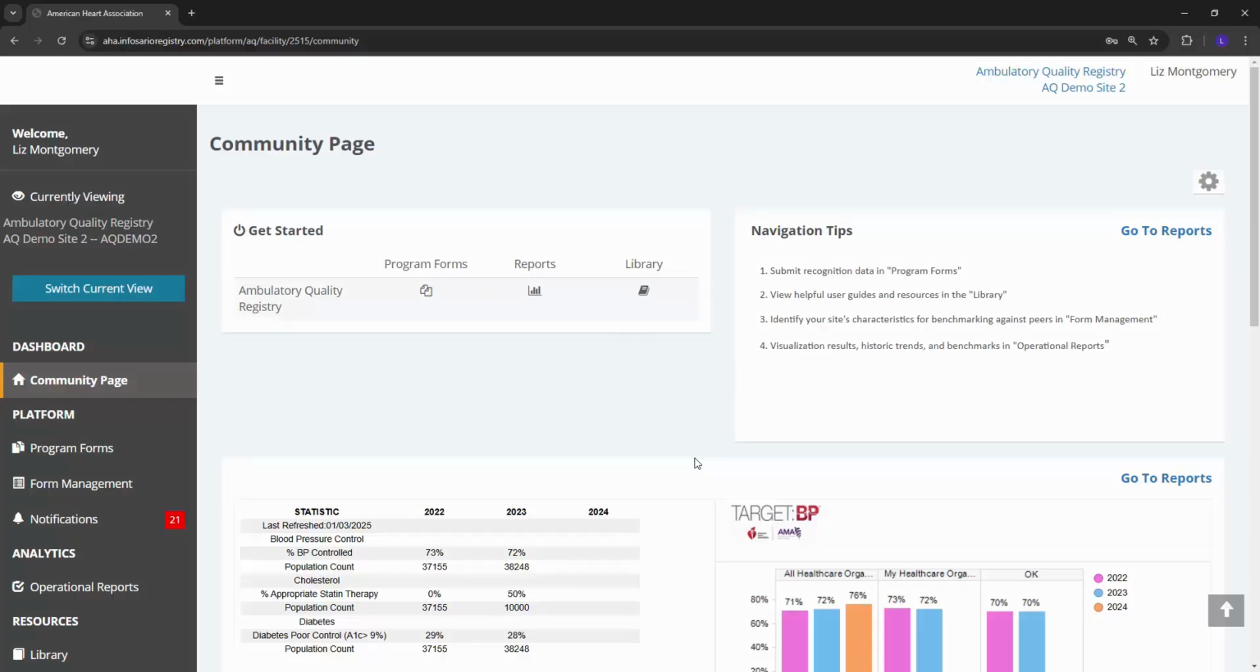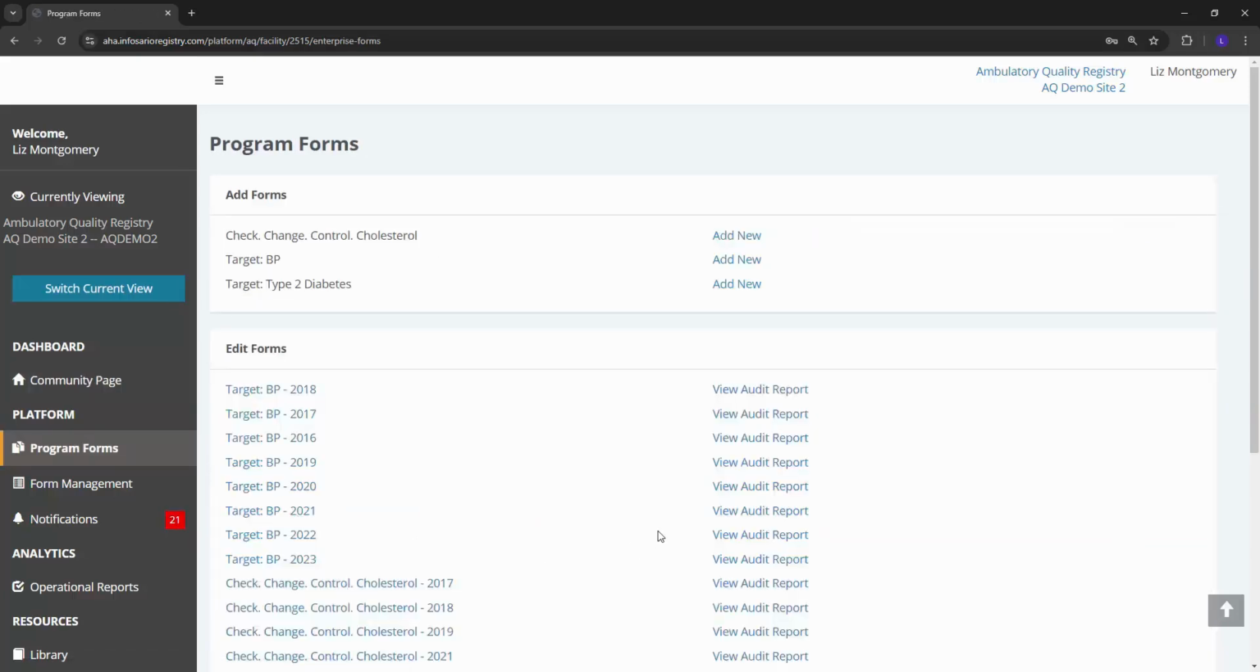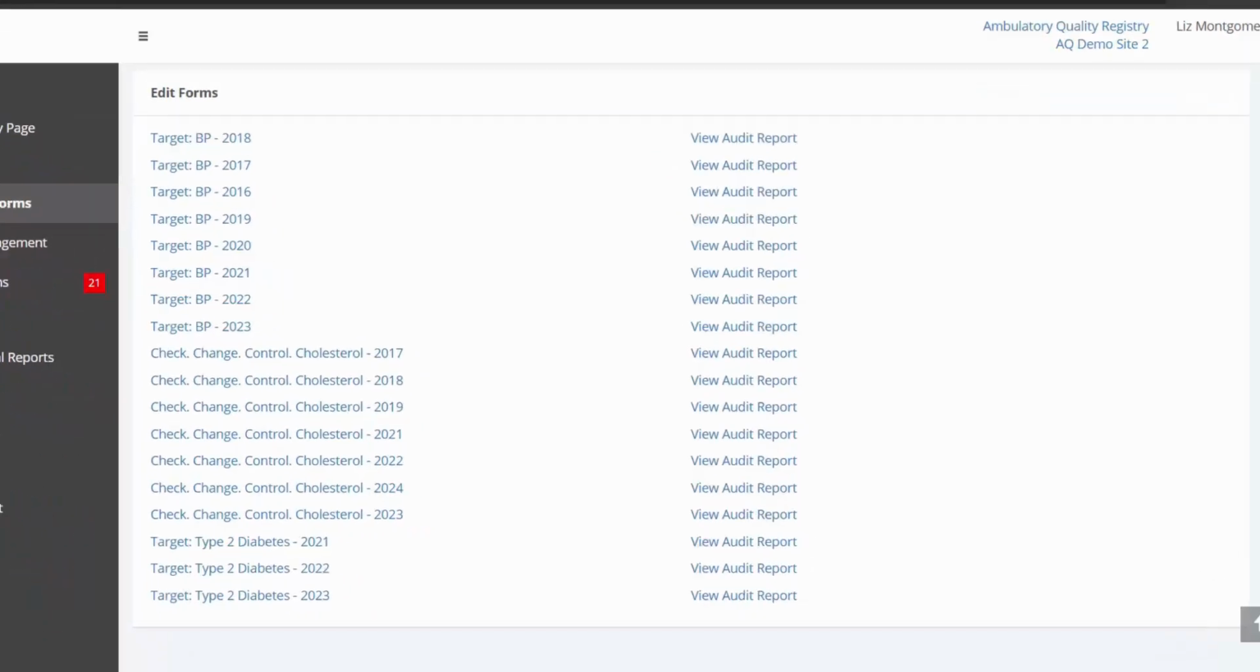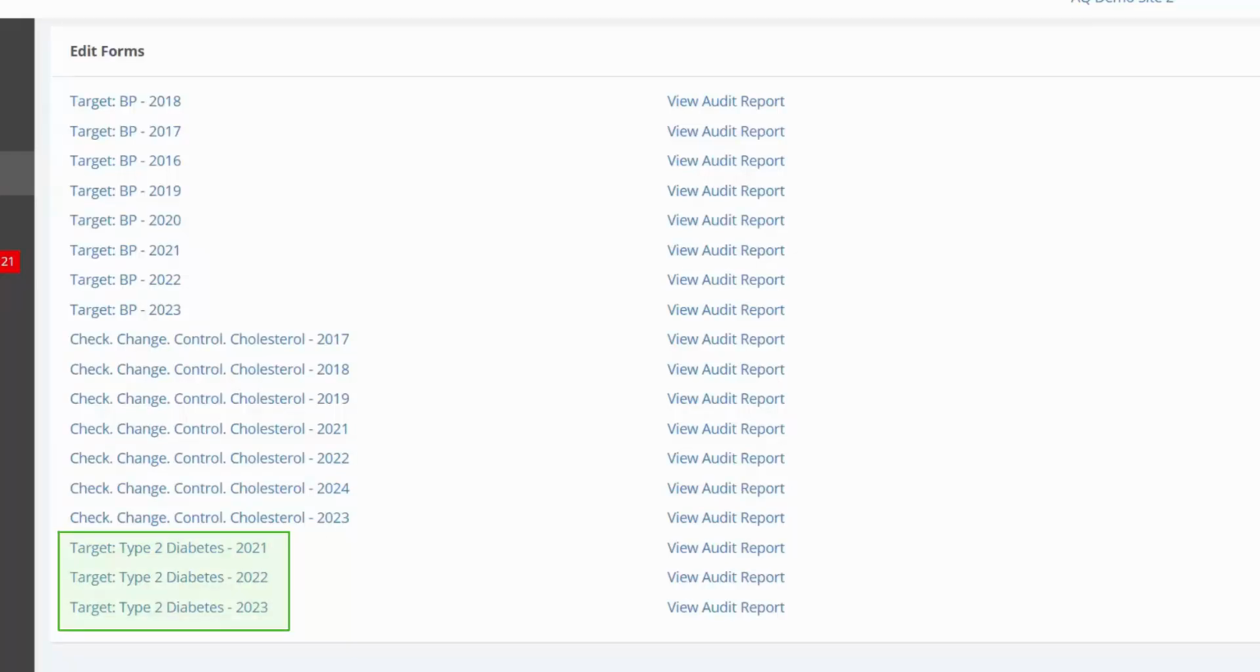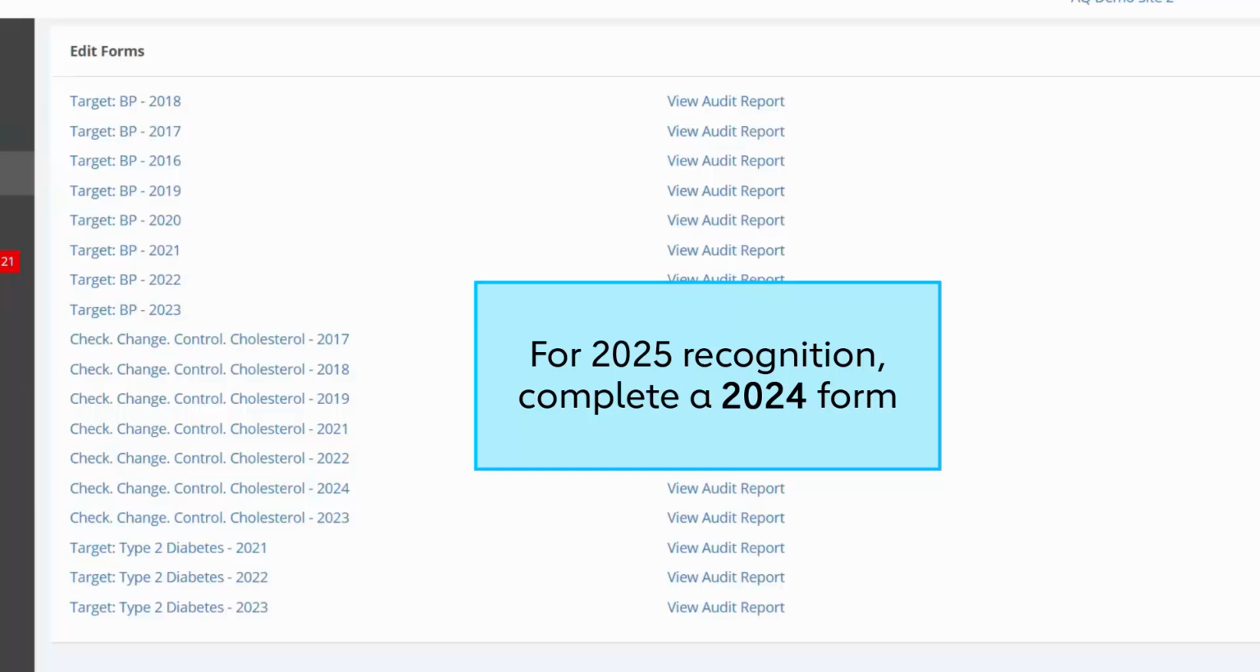You will submit Target Type 2 Diabetes data through Program Forms. Click either the icon under Get Started or the link in the left navigation panel. If your organization has submitted in the past, you may have existing forms under the Edit Form section, like I do here. Each date represents the calendar year from which that data was collected. For a 2025 award, you'll need to submit a 2024 form.